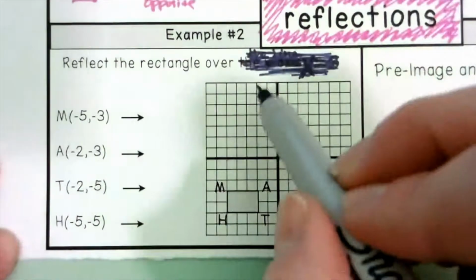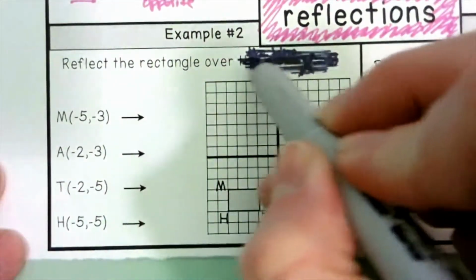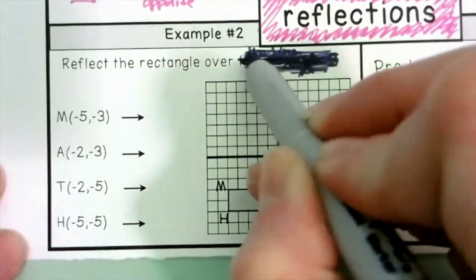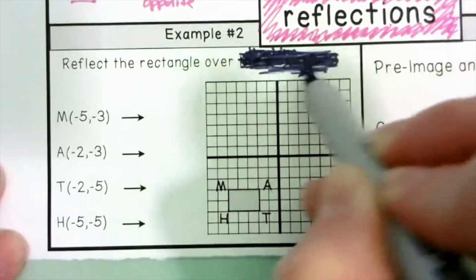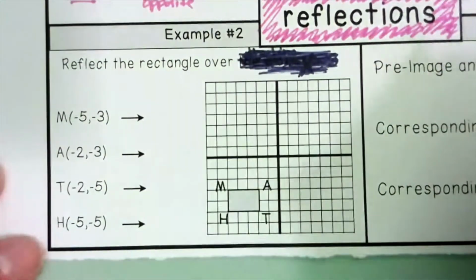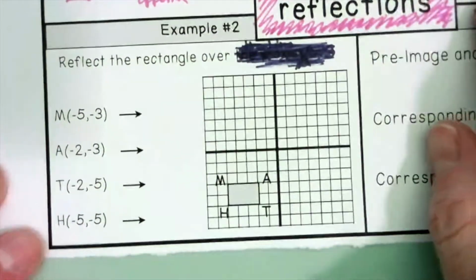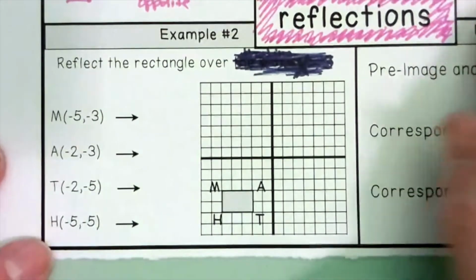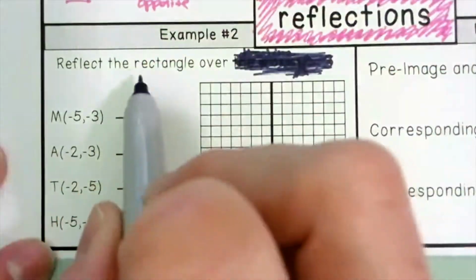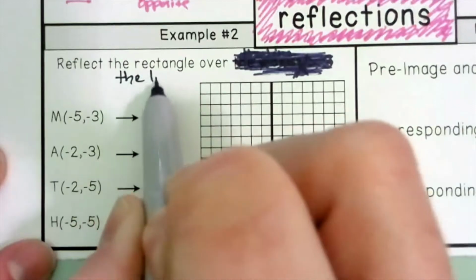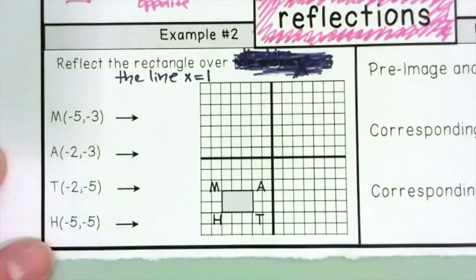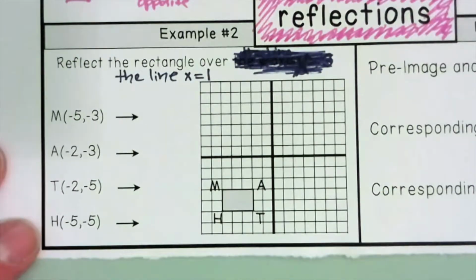Okay, so what I want you to do for example 2 is we're going to scribble out this last part here, because it won't always be as easy as x-axis, y-axis, and this is a review, so I want to make sure that you see everything. So we're going to reflect the rectangle over the line x equals 1. So I want you to scribble that part out and then write the line x equals 1.